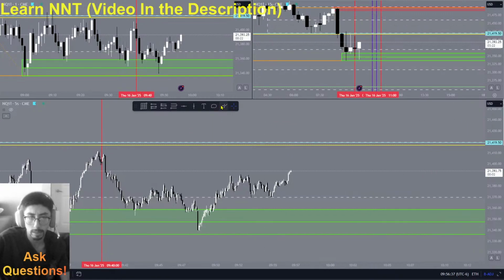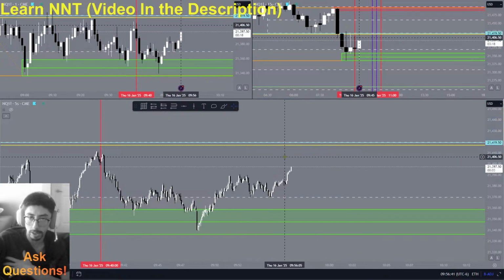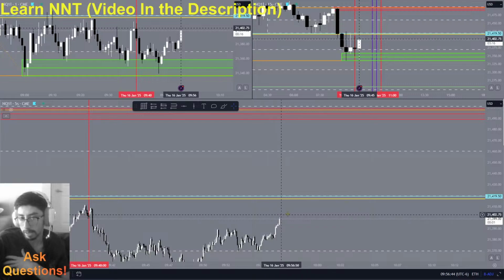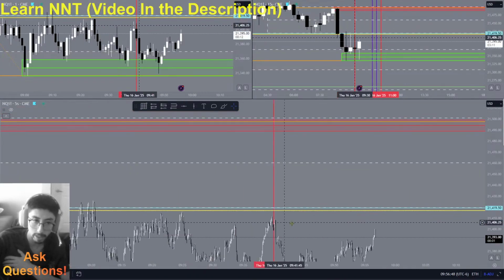So this resistance up here, I'm more than confident we're gonna react to it, just because it's so strong. We have that 50% of the initial balance. We have that London line, and we have the bottom of the 15-minute zone.